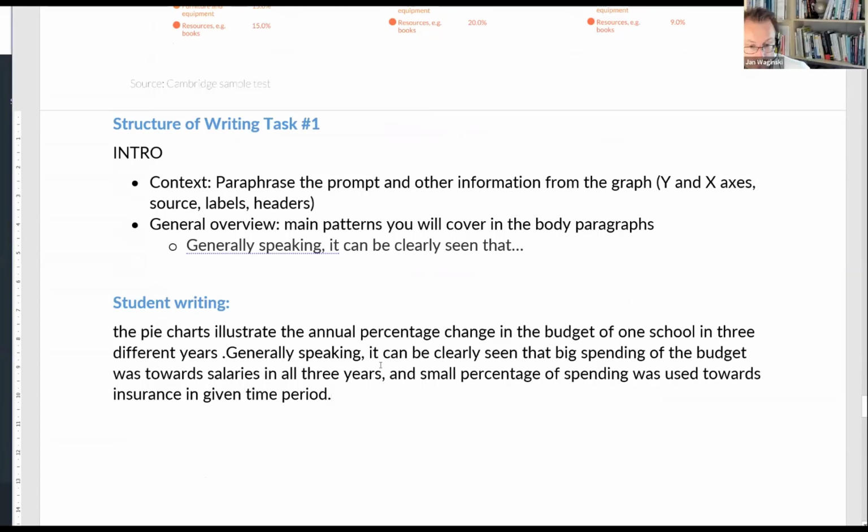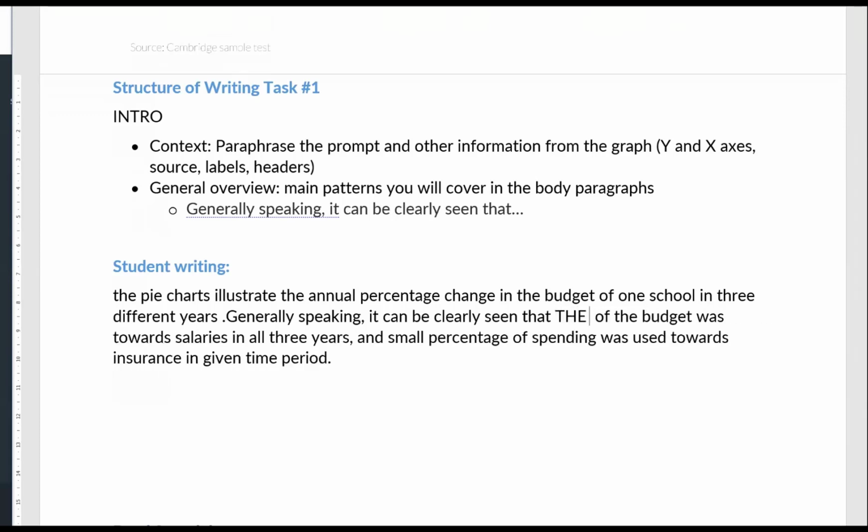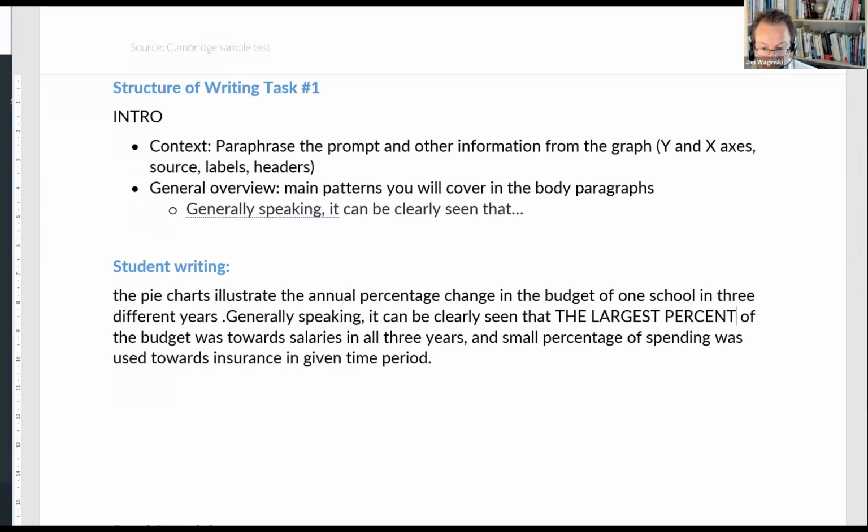Okay, good. That big spending of the budget, what would be more precise? I was writing chunk, but I didn't because I think it is Oxford English, so that's what a big chunk of the budget. The largest percentage. Right, that's more specific.